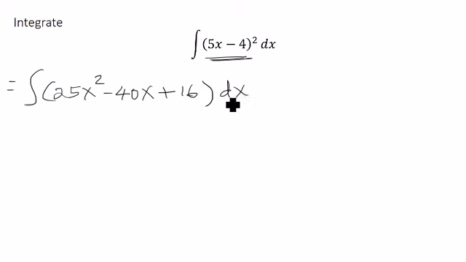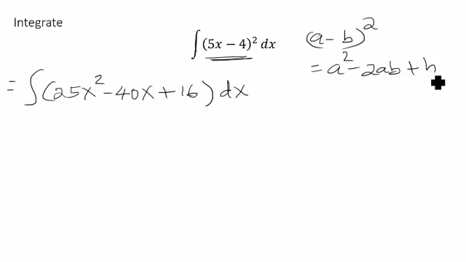So the magic I did here is this little formula, (a - b) squared equals a squared minus 2ab plus b squared. If you remember this formula, it's going to save a lot of time. So here a is 5x and b is 4. So a squared is (5x) squared, which is 25x squared, minus 2ab is 2 times 5 times 4, which is 40. Plus b squared is 4 squared, that's 16.